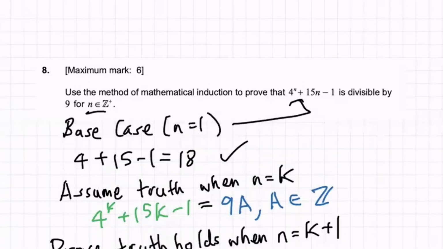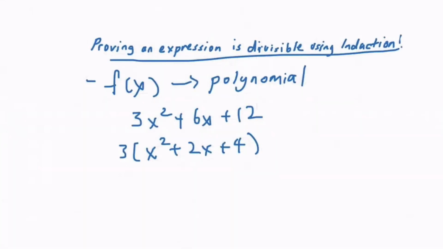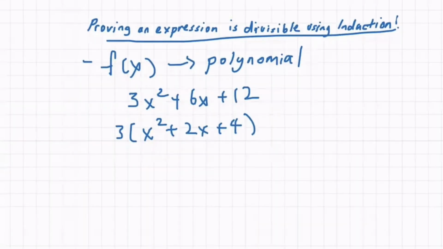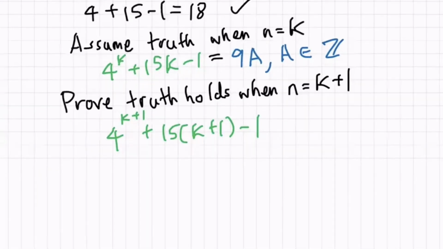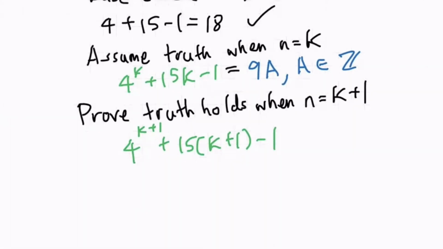Well, let's go back to our tip over here. Remember, we want to write every function as a polynomial. And the problem is, right now, this isn't a polynomial because we have an exponential term. So we want to get rid of that exponential term. How do we get rid of that exponential term? Well, this is where our inductive hypothesis comes in. We're going to bring this guy over down here.